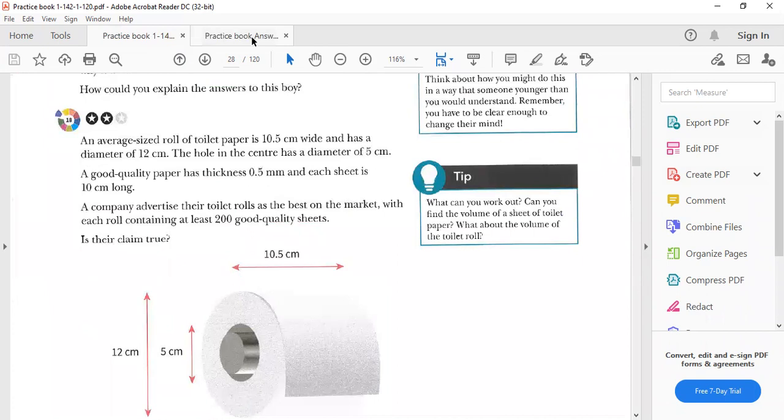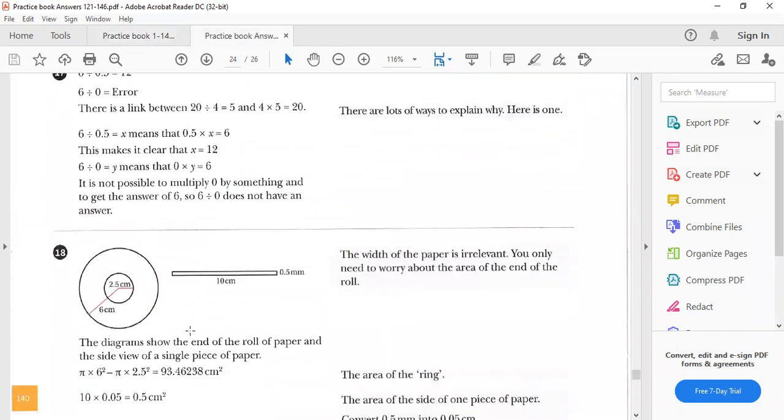First of all, question number 18. We know the thickness of the paper is 0.5 millimeter, and once you cut one sheet, it will be 10 centimeters. The radius of the roll is 6, and the radius of the hole is 2.5 centimeters. Now, first of all, we need to find the area of both the hole and the roll. First, the area of the complete roll: pi r square.